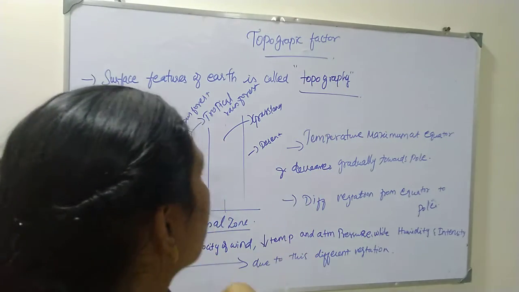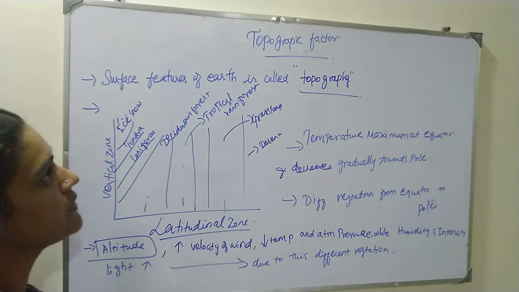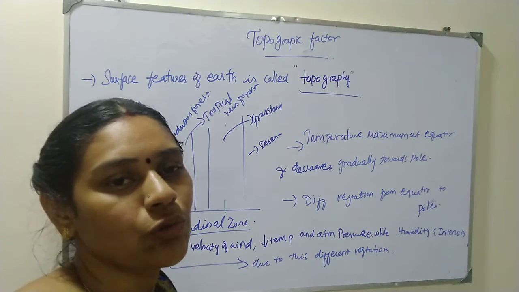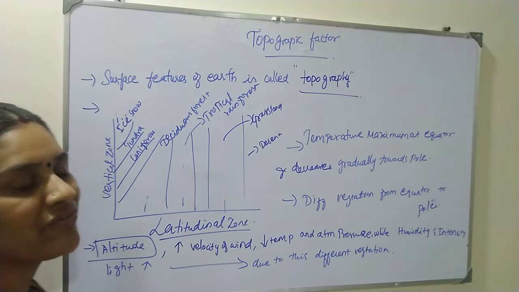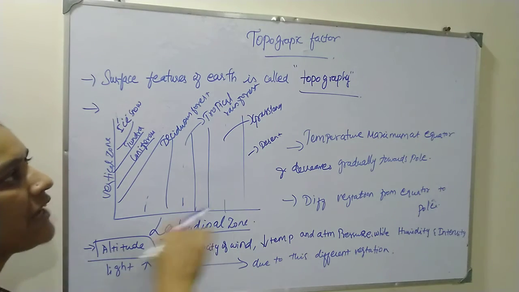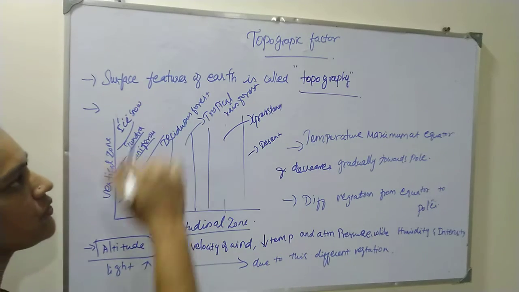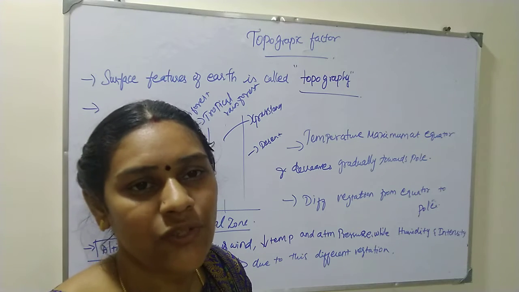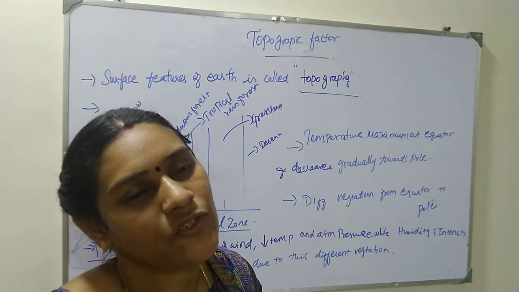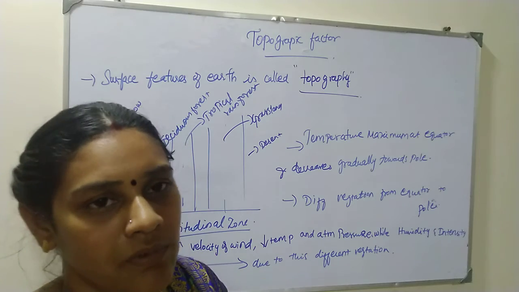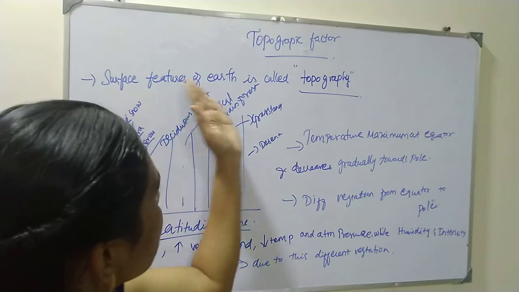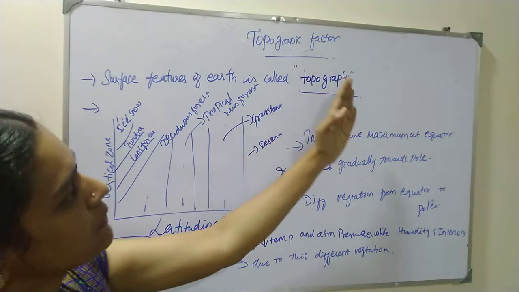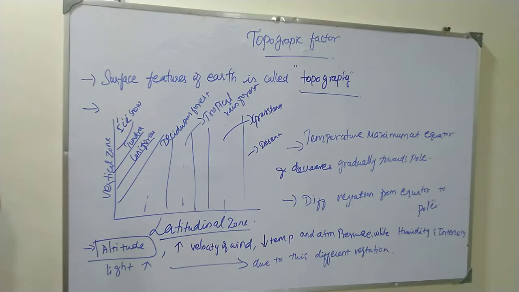In this video on topographic factors, in the last video I explained what an edaphic factor is. Factors related to soil are called edaphic factors, and topography means the surface features of the earth. The earth's surface is not of equal structure or shape. It differs in its structure and shape. So the surface feature of the earth is called topography. Topography also plays a major role as a factor in ecology.